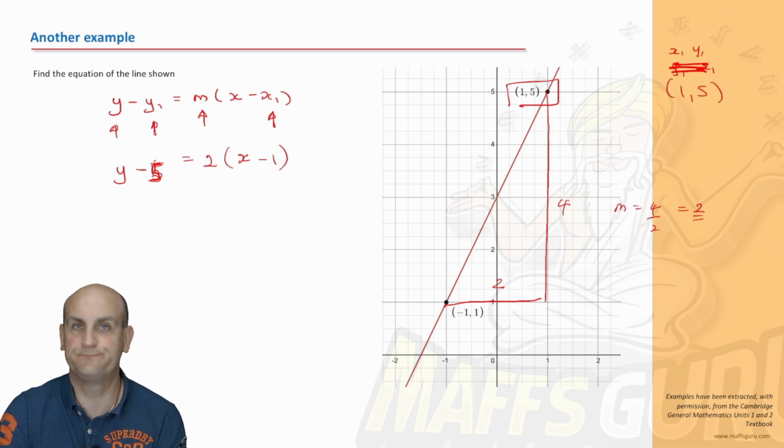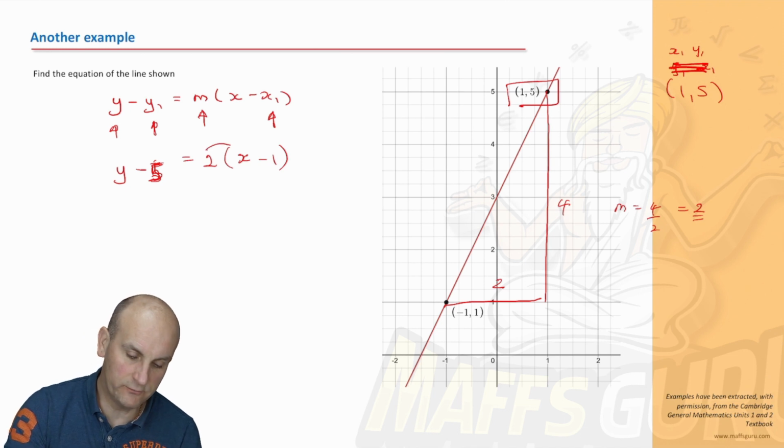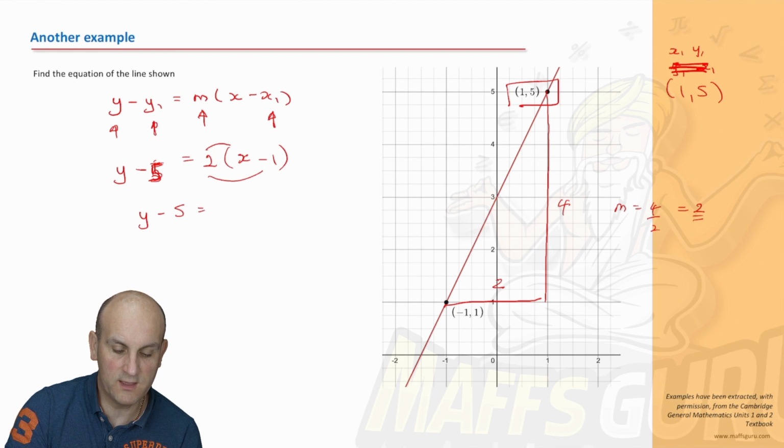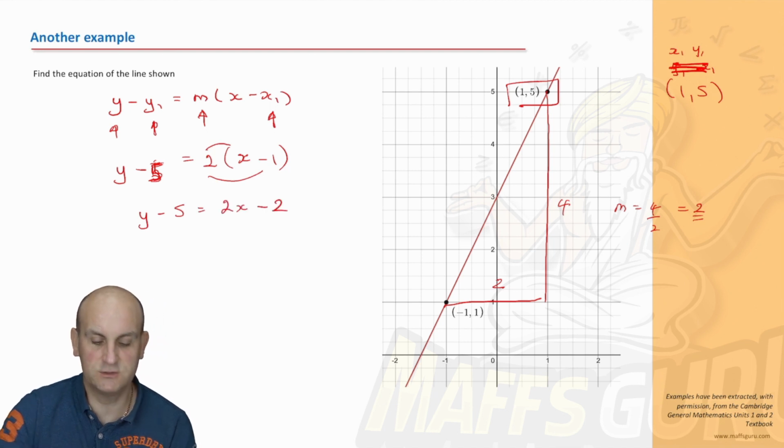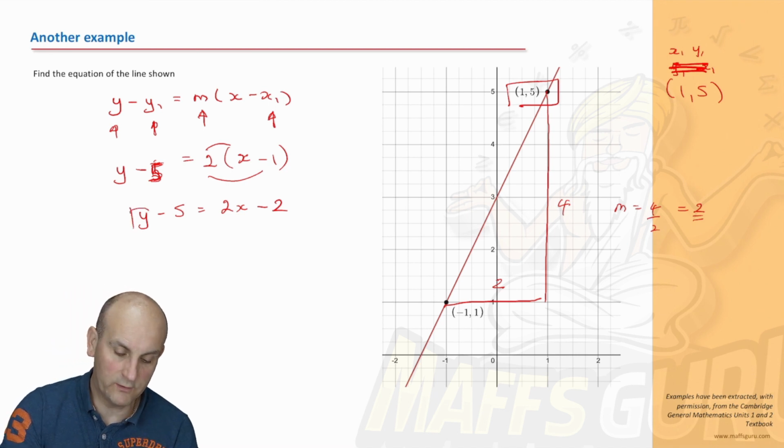Now what do we do? When we have a set of brackets, multiply them out. Yeah, so we're going to do the 2 times the x and the 2 times the minus 1. So y minus 5, 2 times x is 2x, 2 times minus 1 is minus 2. What am I going to do now? Well, what do I want on its own? I want the y on its own, which means I need to get rid of a negative 5.